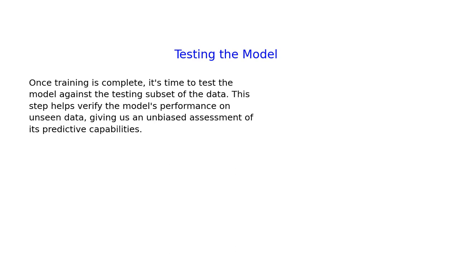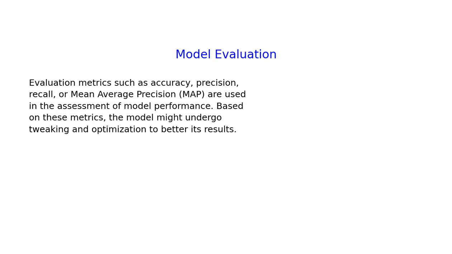Once training is complete, it's time to test the model against the testing subset of the data. This step helps verify the model's performance on unseen data, giving us an unbiased assessment of its predictive capabilities. Evaluation metrics such as accuracy, precision, recall, or mean average precision, MAP, are used in the assessment of model performance. Based on these metrics, the model might undergo tweaking and optimization to better its results.